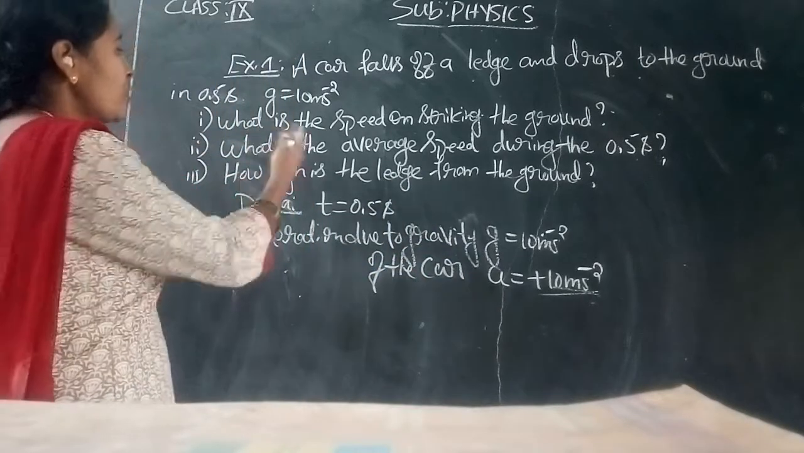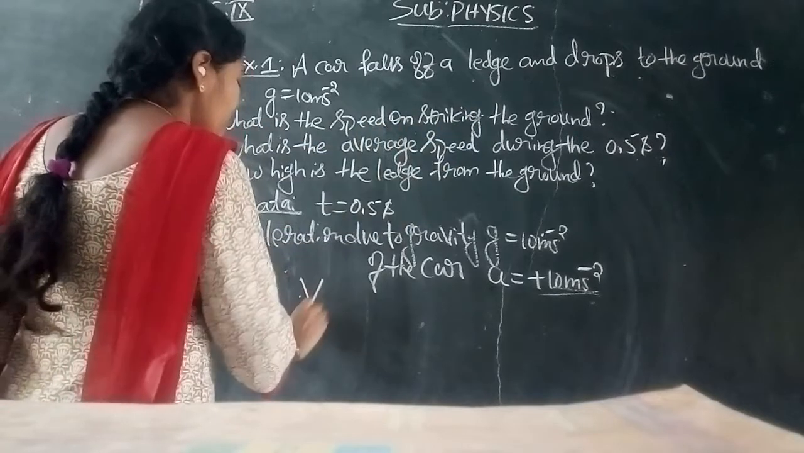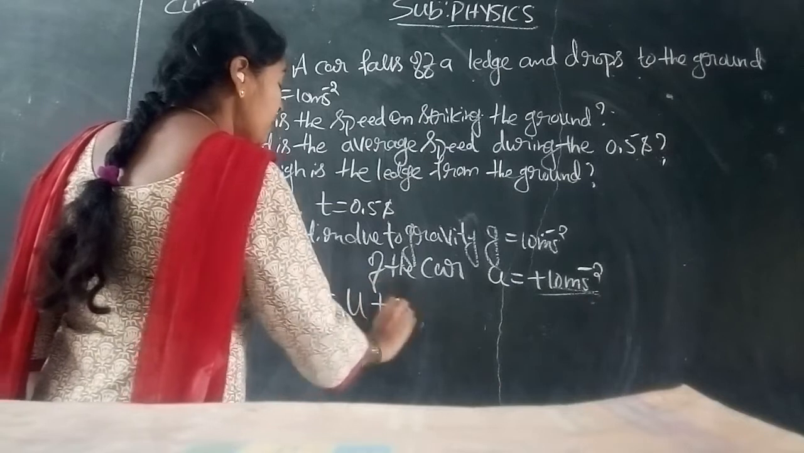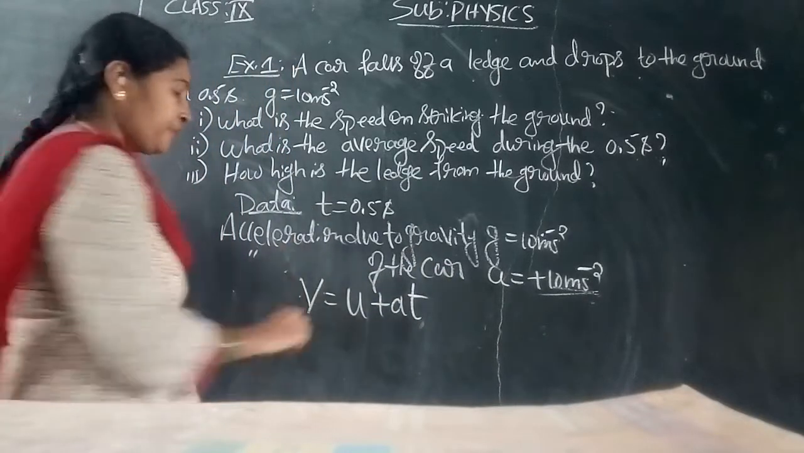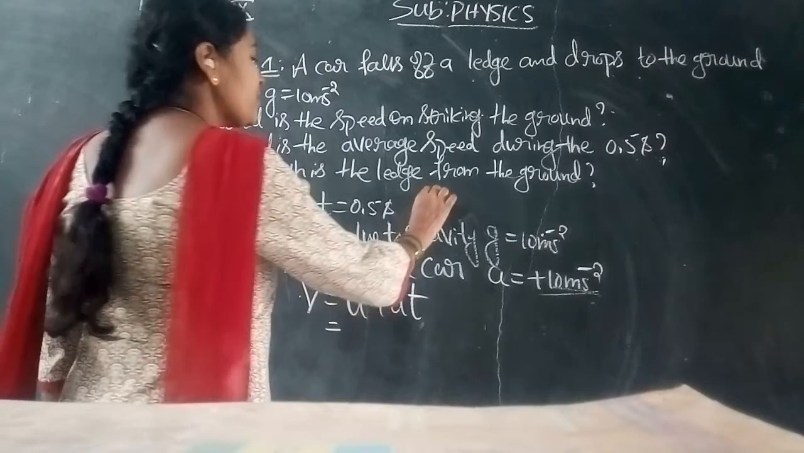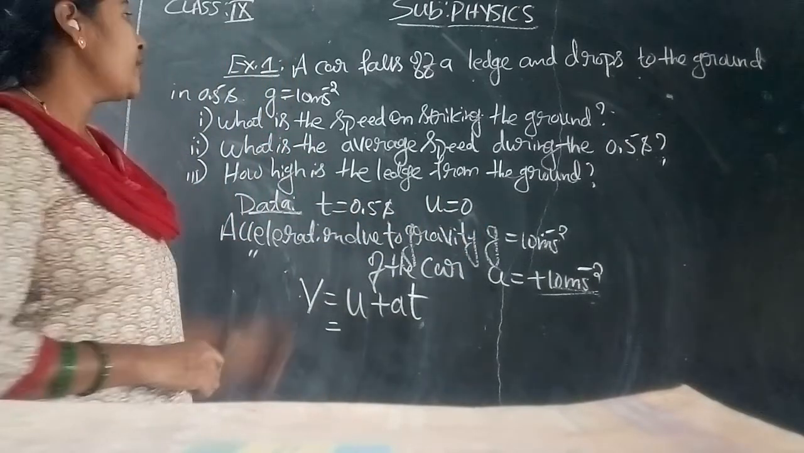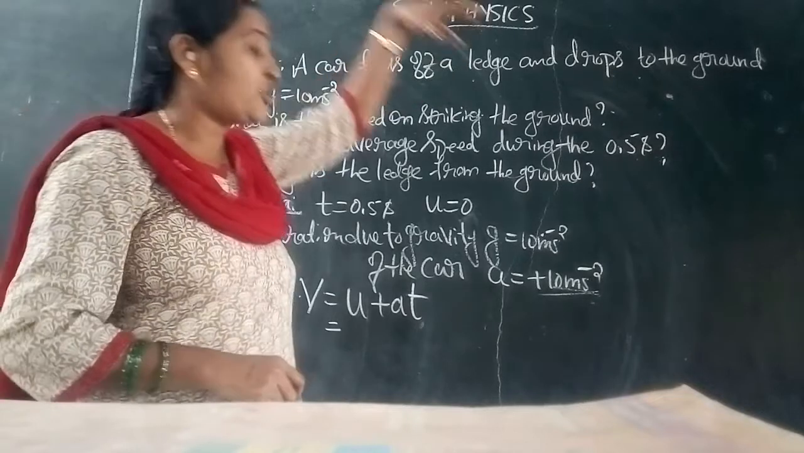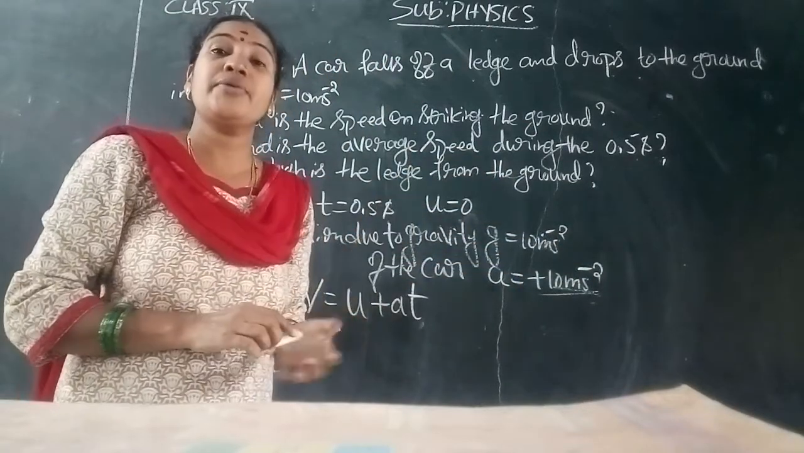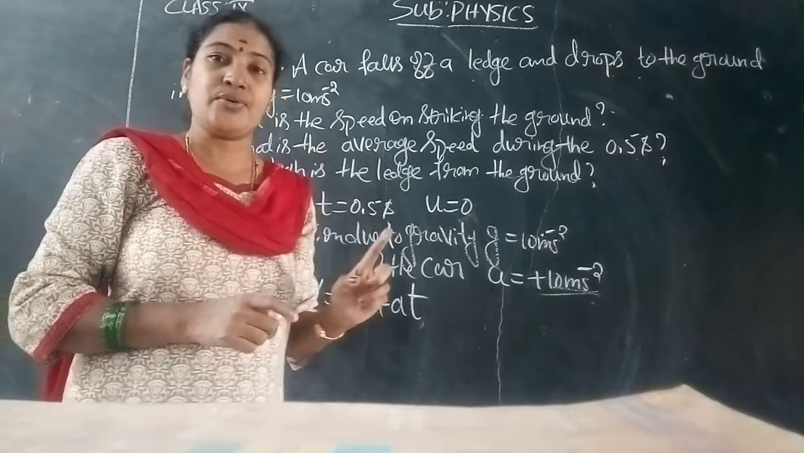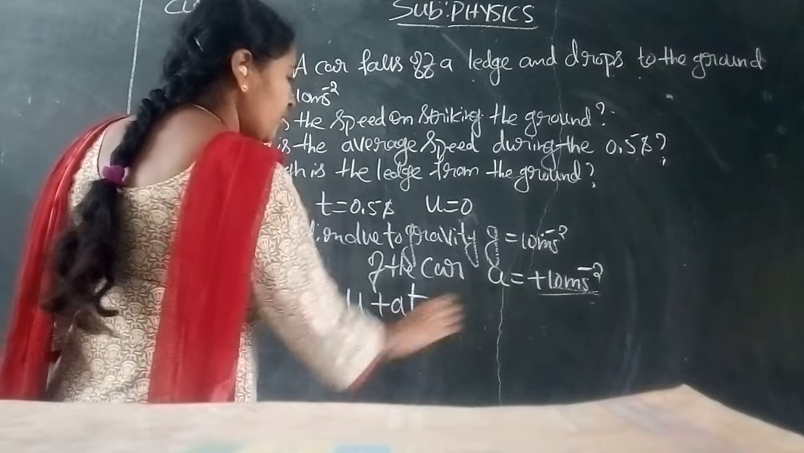Next, what are they asking? What is the speed on striking the ground? We know the formula v is equal to u plus at, the first equation of motion. Initial velocity is 0 here. Why do we write initial velocity 0? A car falls off a ledge and drops to the ground, so we consider the initial velocity as 0. So initial velocity you write as 0, and what about a, children?